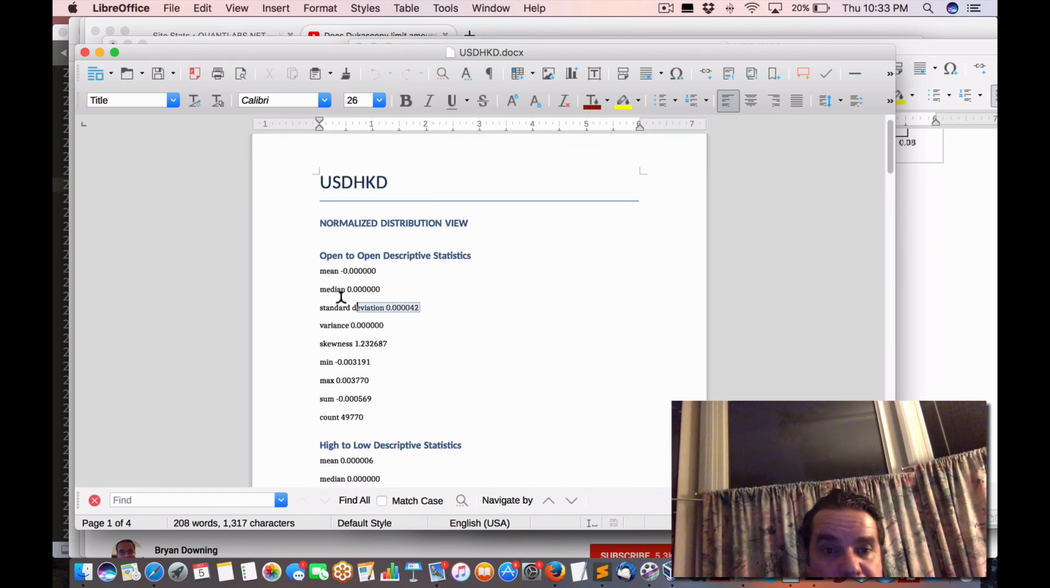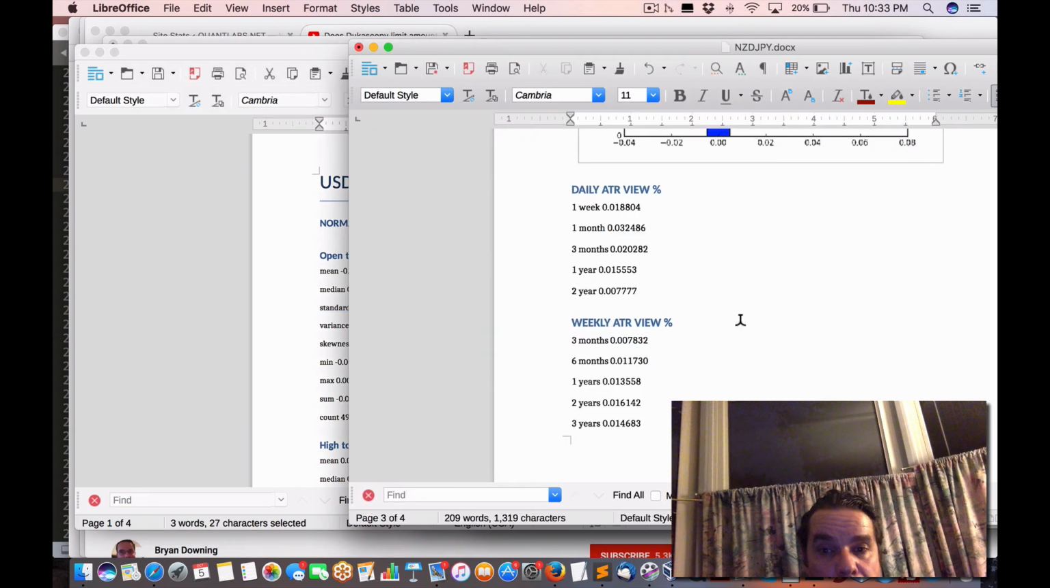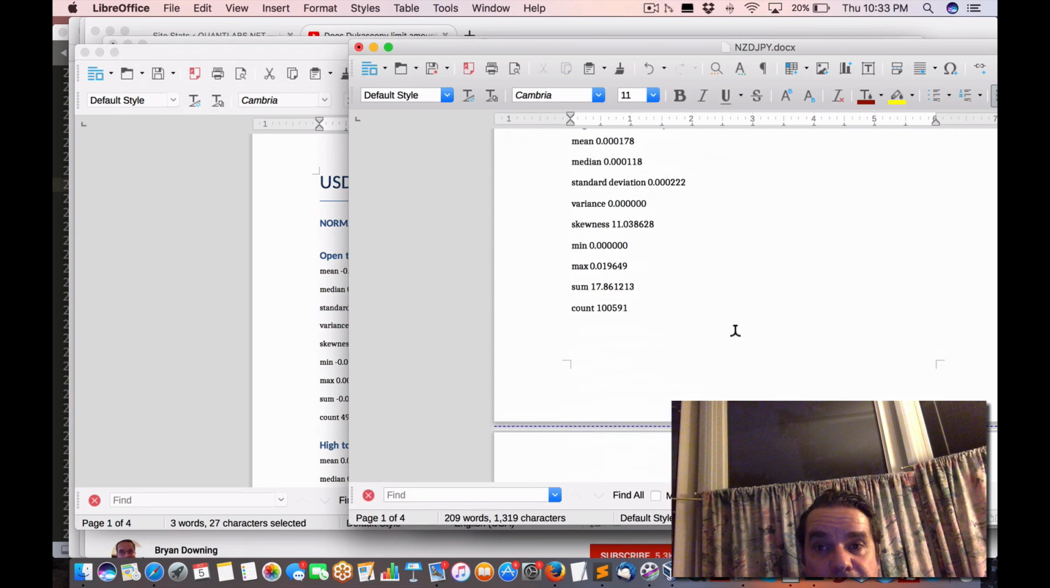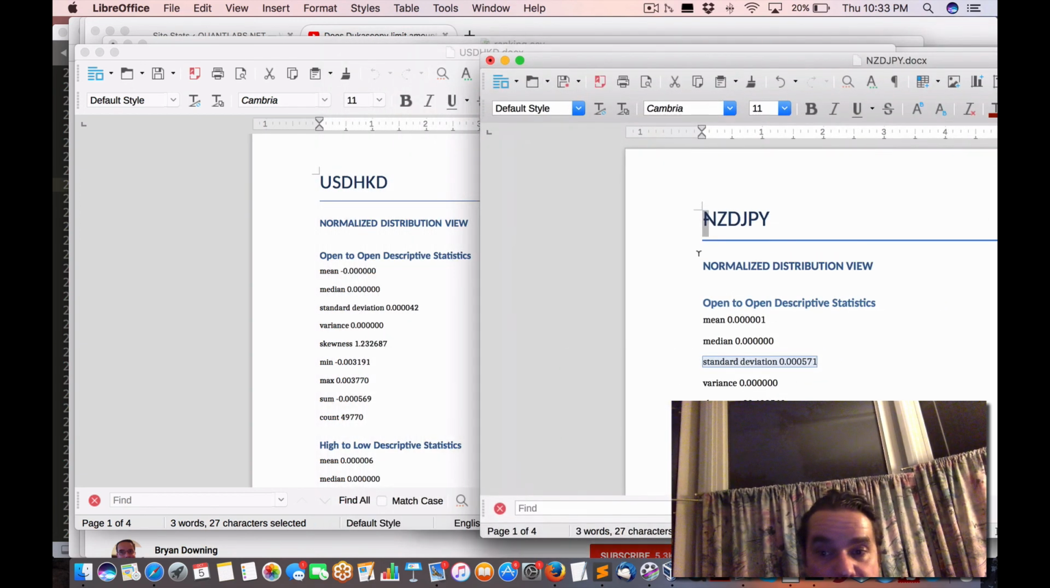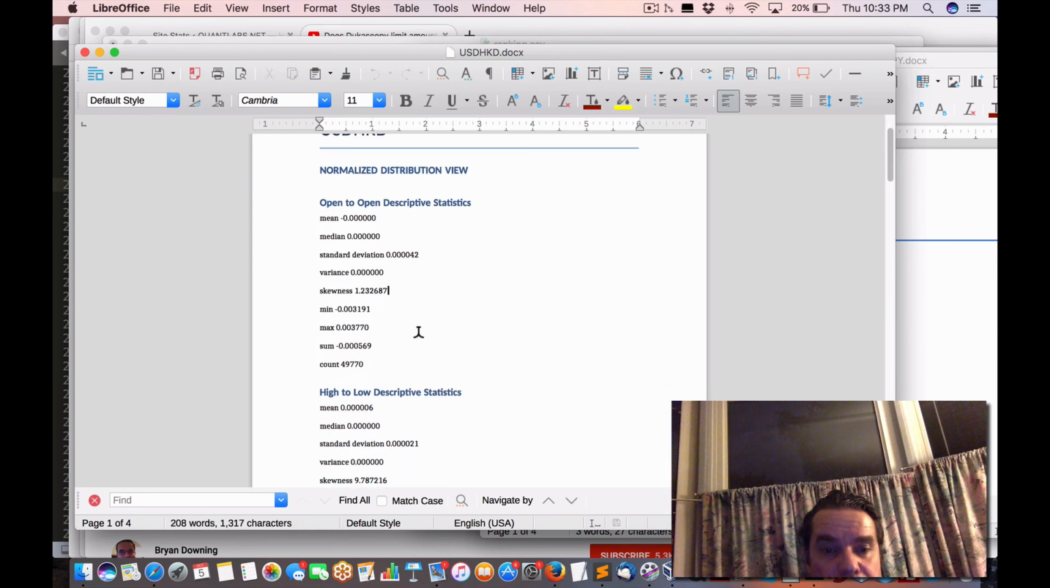See, the standard deviation is fairly low compared to, which one's this? The New Zealand. Yeah, it's much lower, where it's 4 zeros and we have 3 zeros. So it's not moving as much.